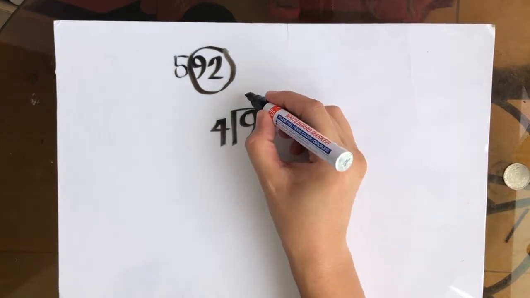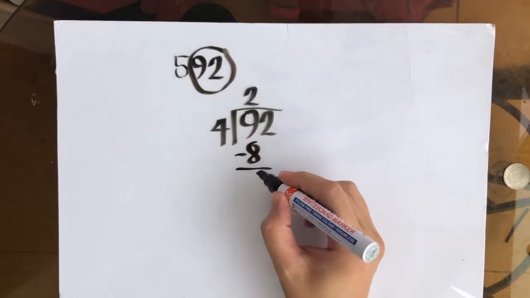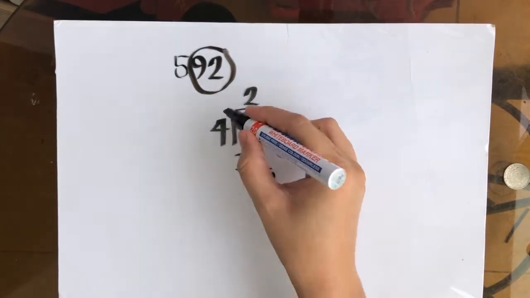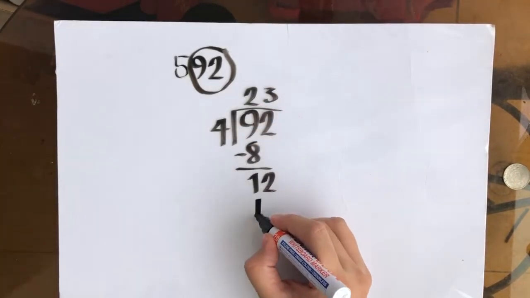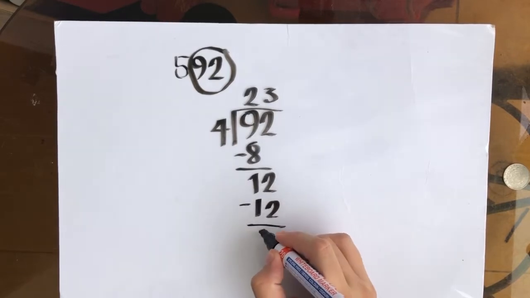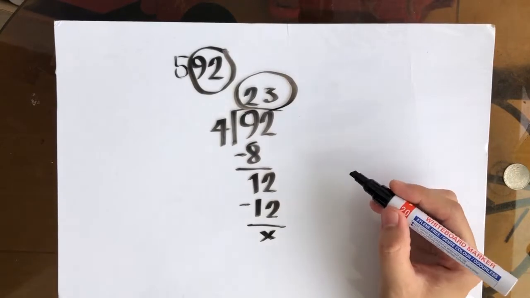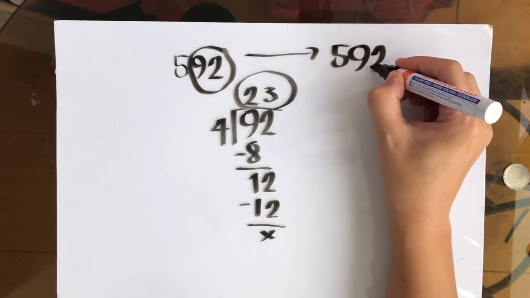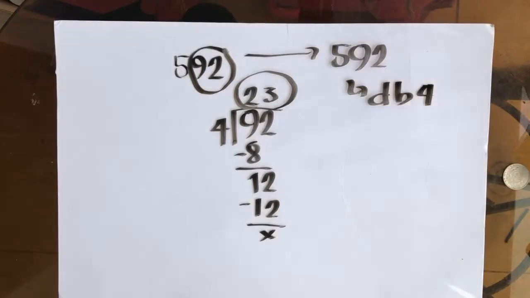9 divided by 4, 2. 2 times 4, we have 8. Subtract 1, and then bring down 2. So, 12 divided by 4, we have 3. And then, 3 times 4, 12. Pag sinubtract natin yan, wala siyang remainder. The answer is exact. So, ibig sabihin, the number 592, this is divisible by 4. Okay? So, let's try a different number.